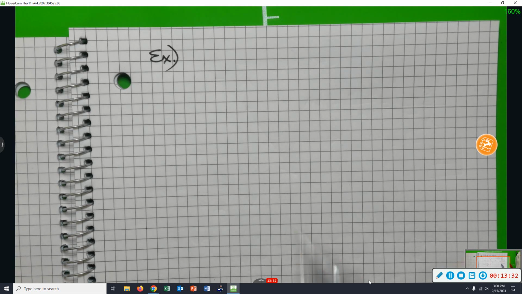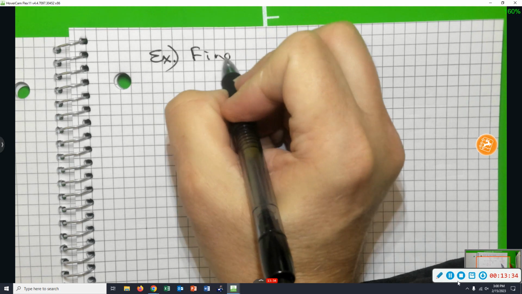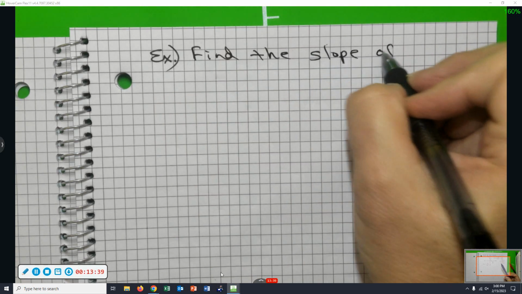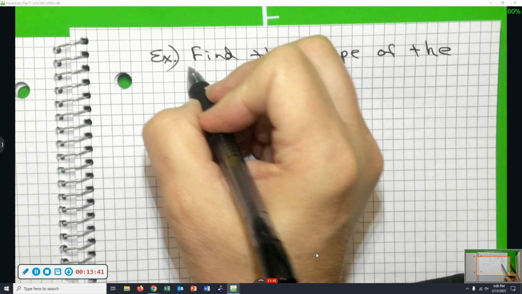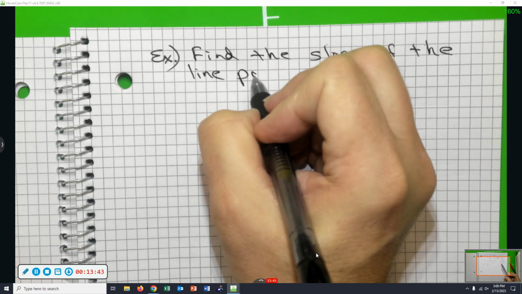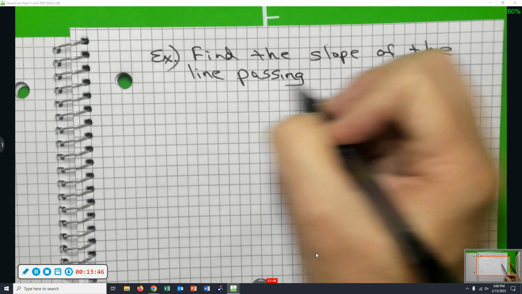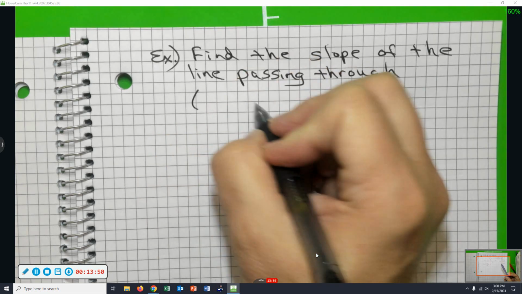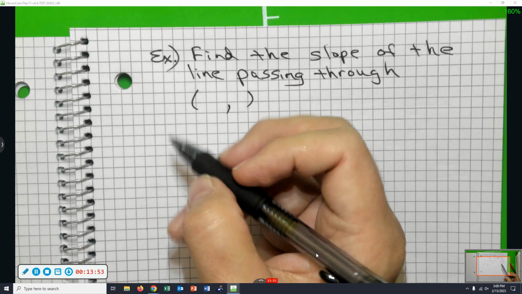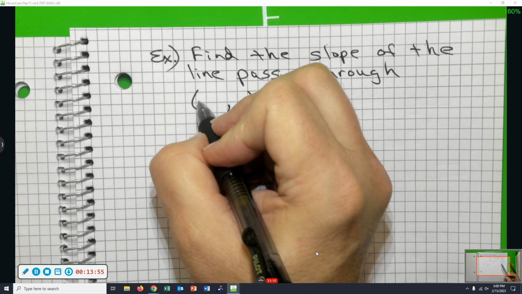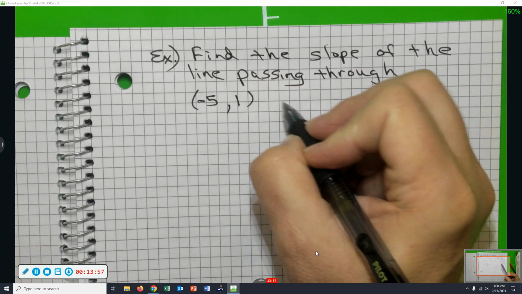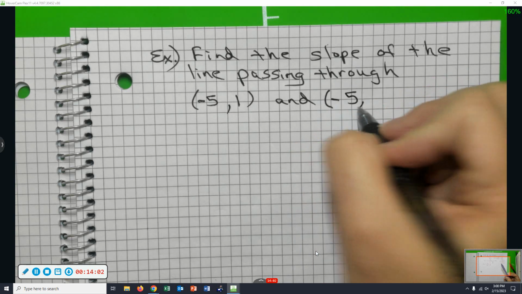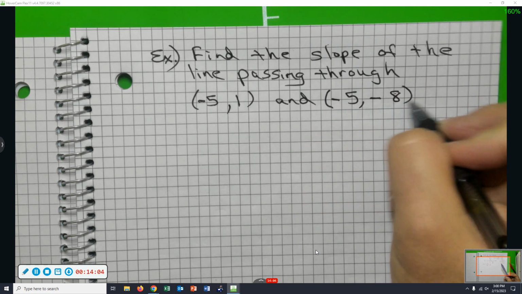That's why. Let's find the slope of the line passing through, and here are the 2 points. Let's see. (-5, 1) and (-5, -8).